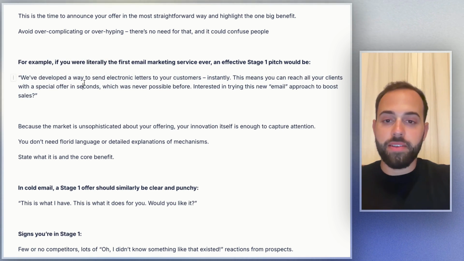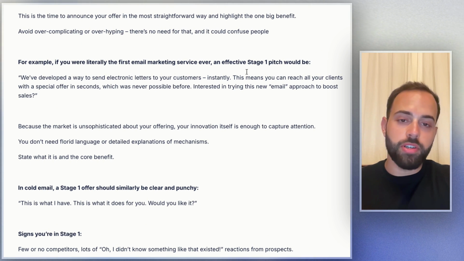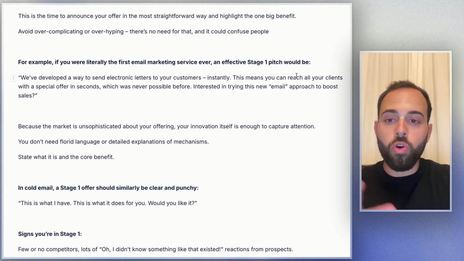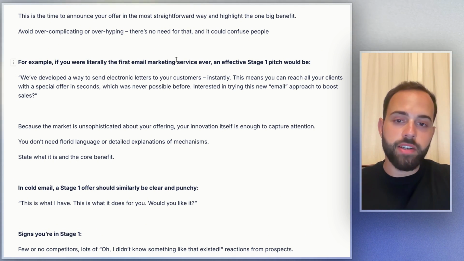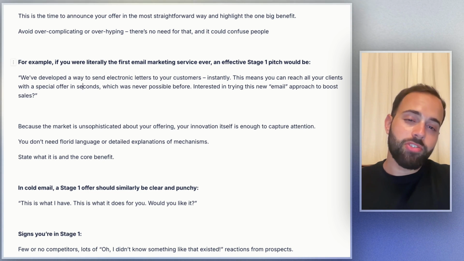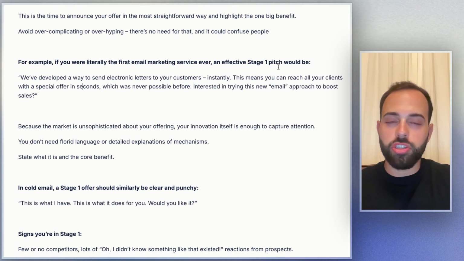We've developed a way to send electronic letters to your customers instantly. This means you can reach all your clients with special offers in seconds, which was never possible before. Interested in trying this new email approach to boost sales?